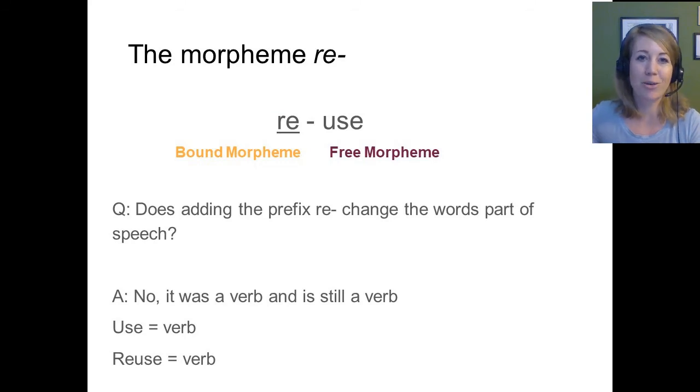So this begs the question, does adding the prefix re change the word's parts of speech? So we know use is a verb, right? But when we add re to it to create reuse, does that change it to something else, like a noun, adjective, or adverb? And the answer is no. It was a verb and is still a verb. So use is a verb and reuse is still a verb.